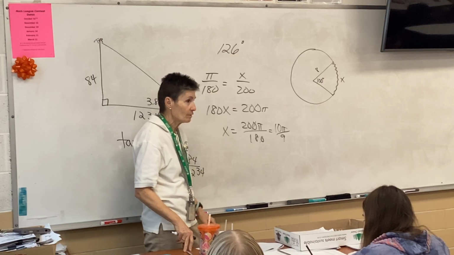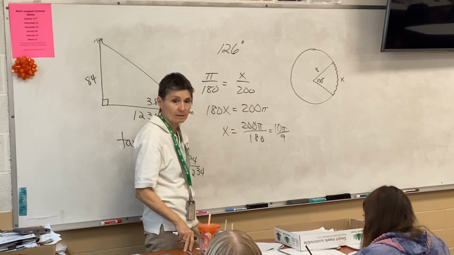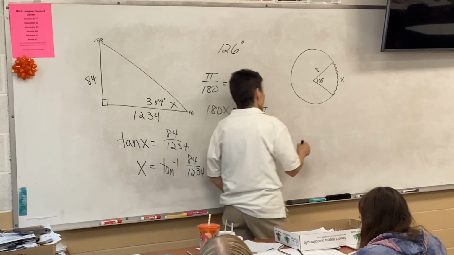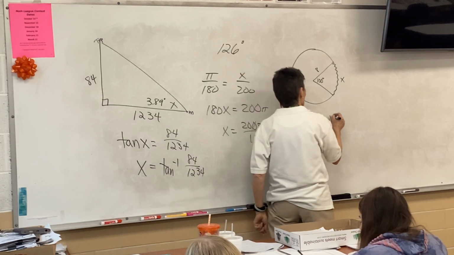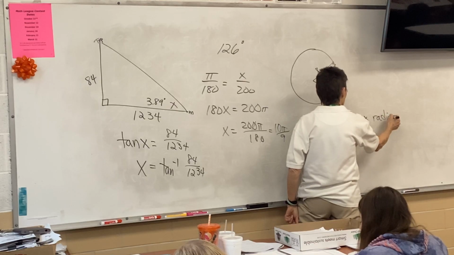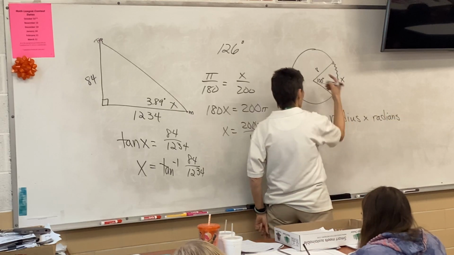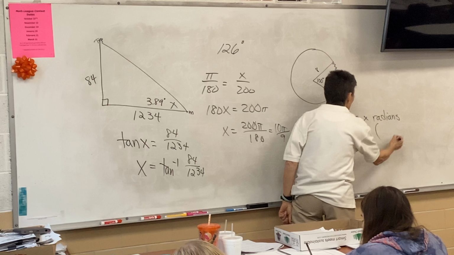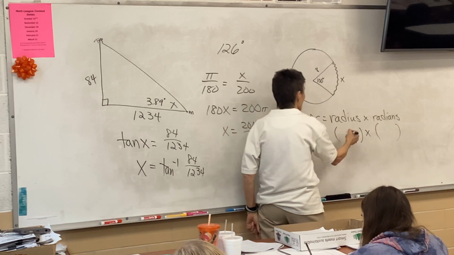Radius. Not the Pythagorean theorem. That isn't a right triangle. Radius times radius. Radius times radian. So arc length is radius times radians. Now, the good news is, that's only 2 things, and I already know one of them, right?